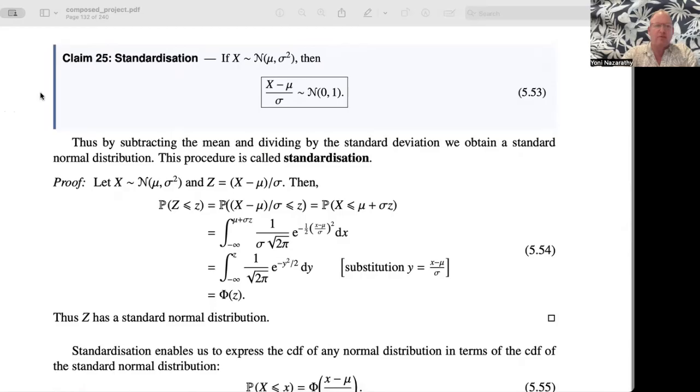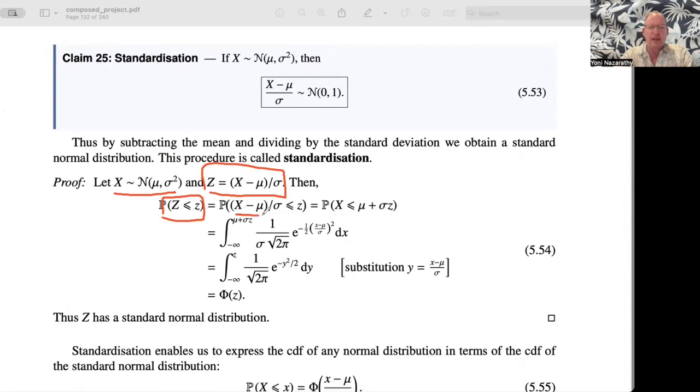So let's look at the proof, and this is a special case of a transformation of random variables, which we'll do more in Unit 6. So let's say that X is distributed normal(mu, sigma squared), and now Z is this standardized form of it. What is the probability that Z is less than or equal to z?